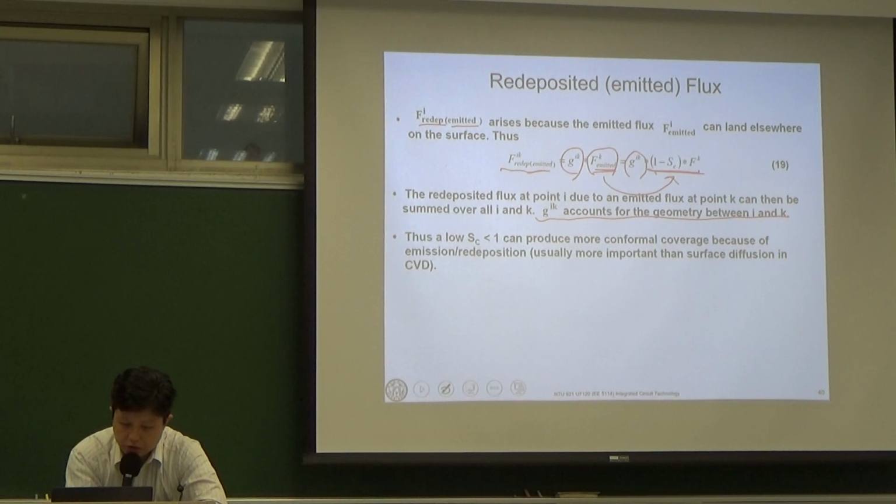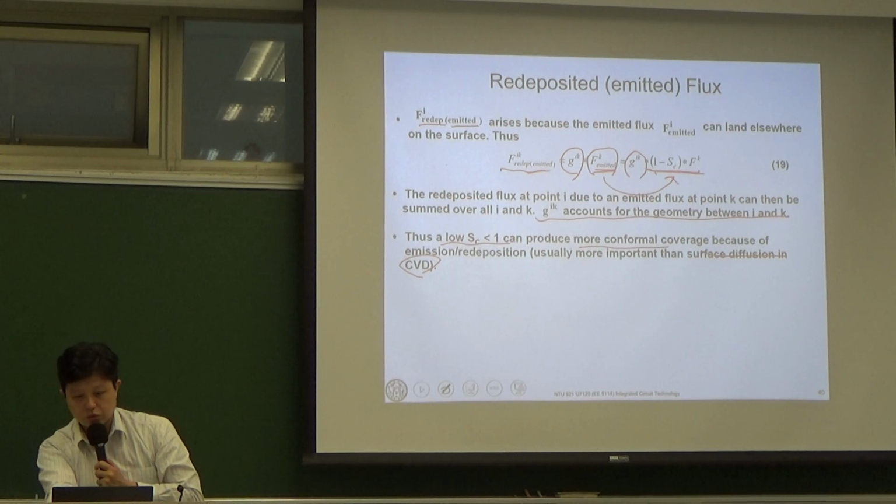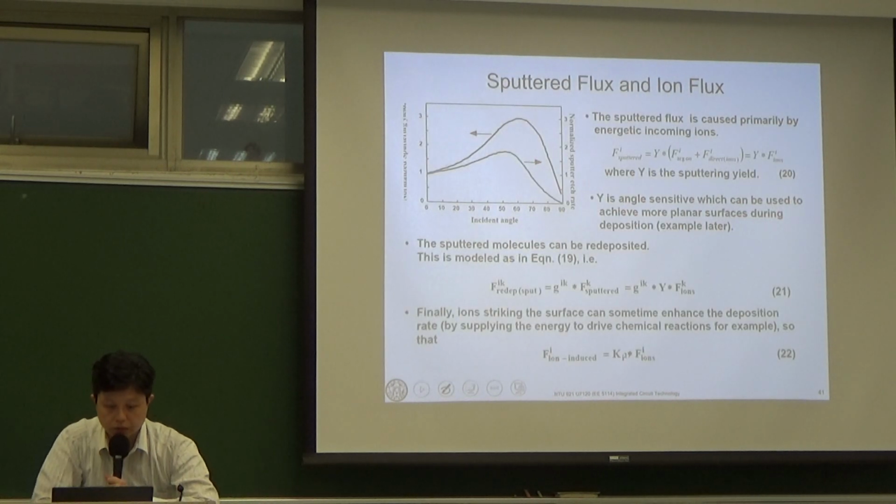So again, if this SC is less than 1, we produce more conformal coverage. Okay, so this happens in the CVD. The CVD gives you more conformal coverage because the sticking coefficient is less than 1.